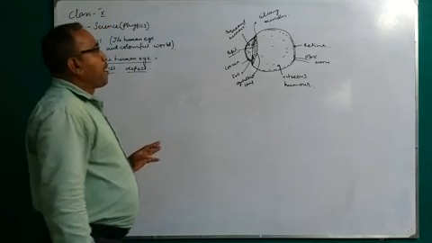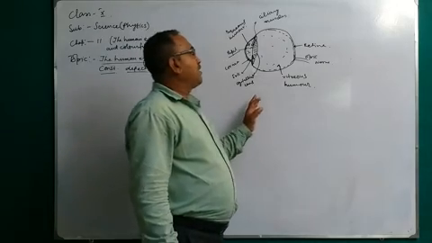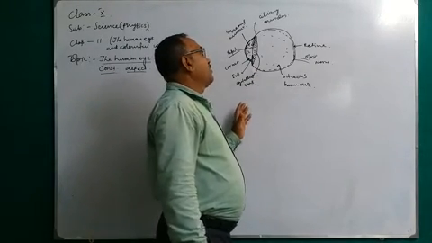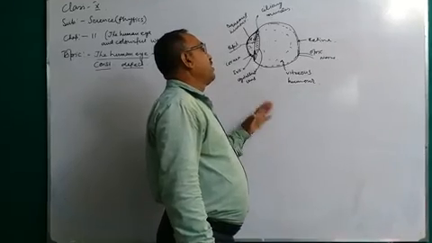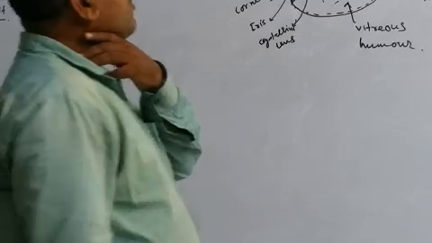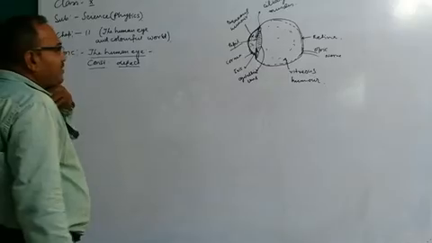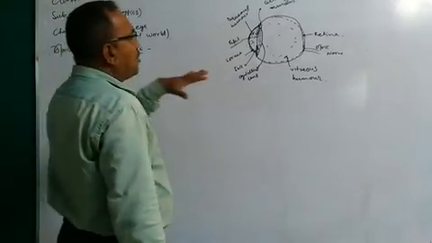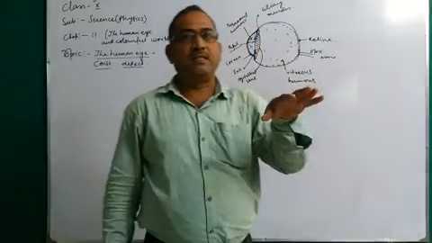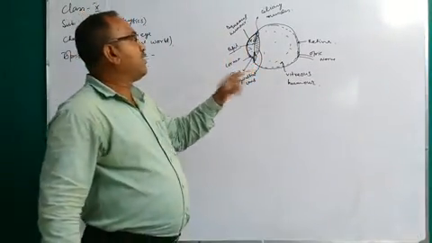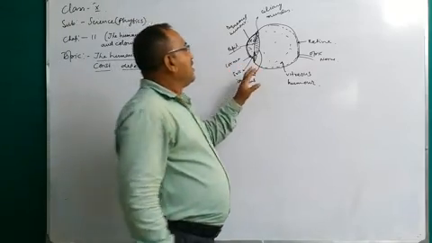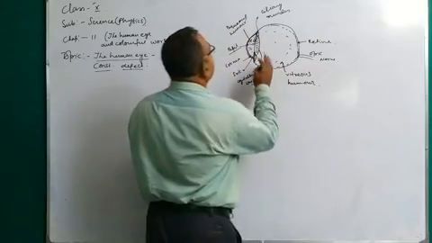Human eye, the construction is not required. All parts of the human eye, inner part and external part, only you know the physics terms which are required in the physics part. So this is the human eye diagram. It is my mistake, I am not the drawing teacher. So this is the human eye.